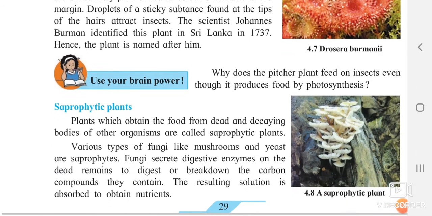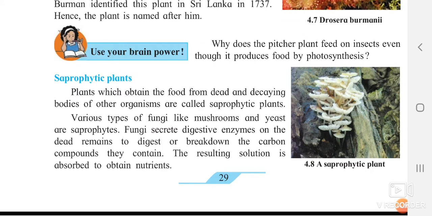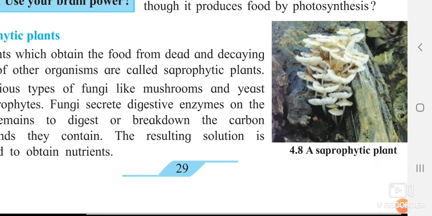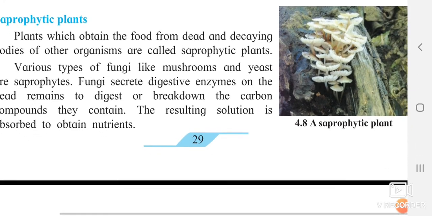Okay, now saprophytic plants. What are saprophytic plants? You know the example of mushroom. They grow on dead or decaying organisms, on the decaying body of any organism. So the plants which obtain their food from dead or decaying organisms are said to be saprophytic. For example, mushroom. You can see the mushroom is growing on wood which is not connected to the tree. So mushroom and yeast are some of the saprophytes. They are known as saprophytic plants.